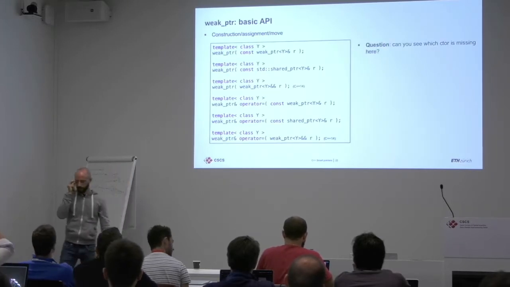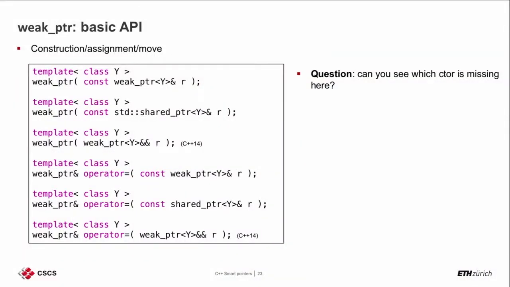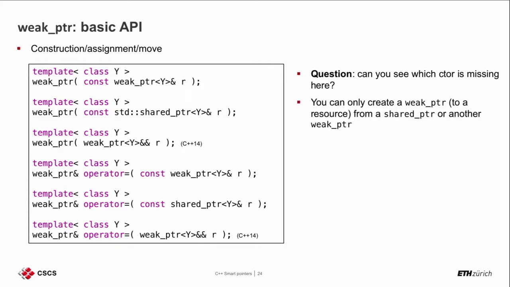Yeah, okay, so back to my question. Can you see in the list of weak pointers what is missing in terms of possible ways you can create a new weak pointer? If you compare it to the list of constructors for the shared one. This is just to keep a bit of attention so that you won't fall asleep during the presentation.